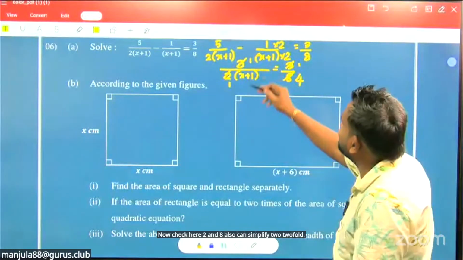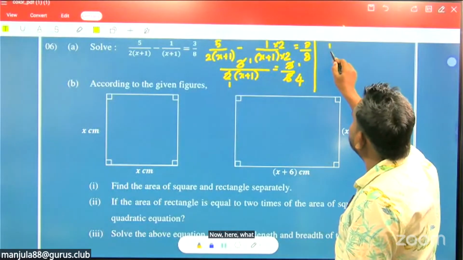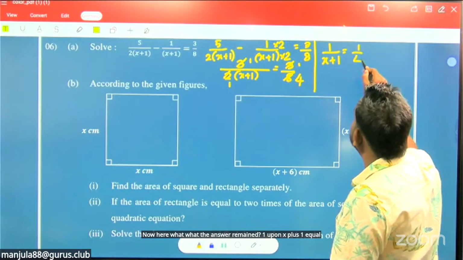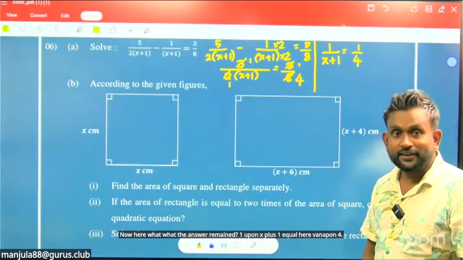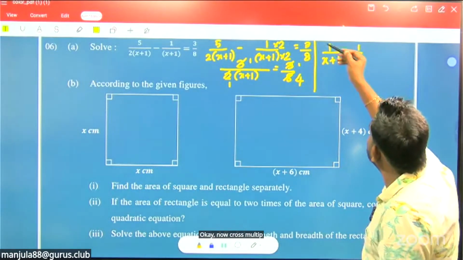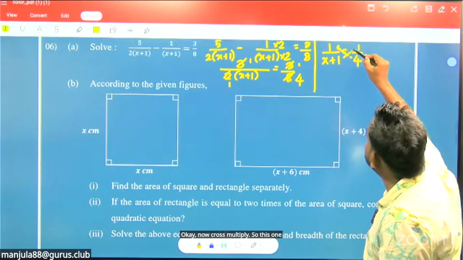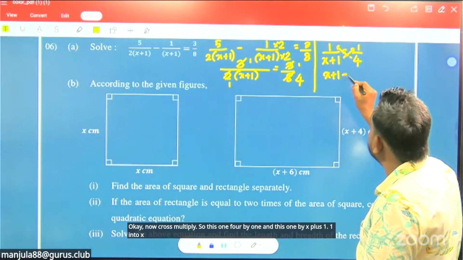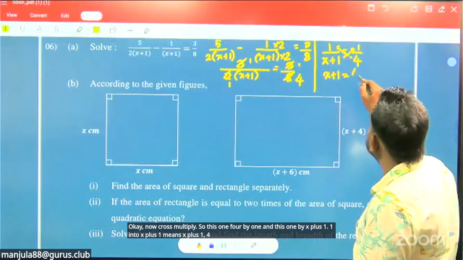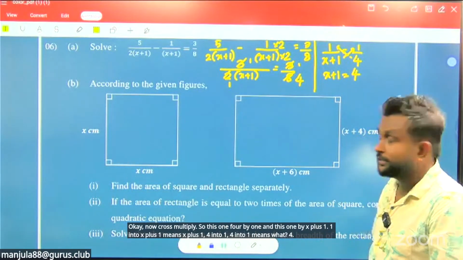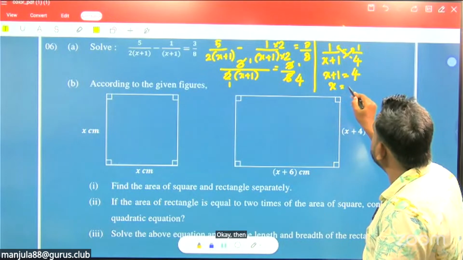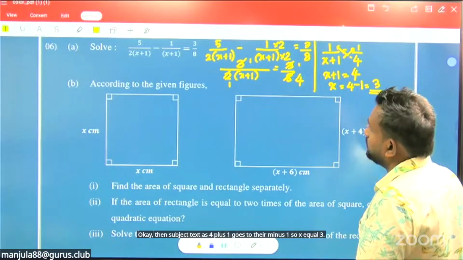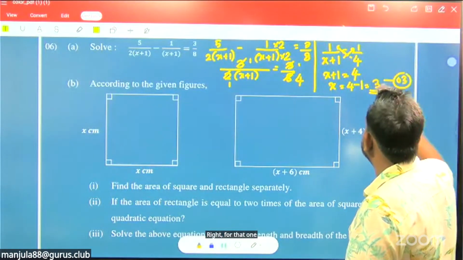Now here, what's the answer? 1 upon x plus 1 equals 1 upon 4. Now cross multiply: 4 by 1 and 1 by x plus 1. 1 into x plus 1 means x plus 1. 4 into 1 means 4. Then subject x: 4 plus 1 goes there as minus 1. So x equals 3. Right. For that one you have 3 marks.